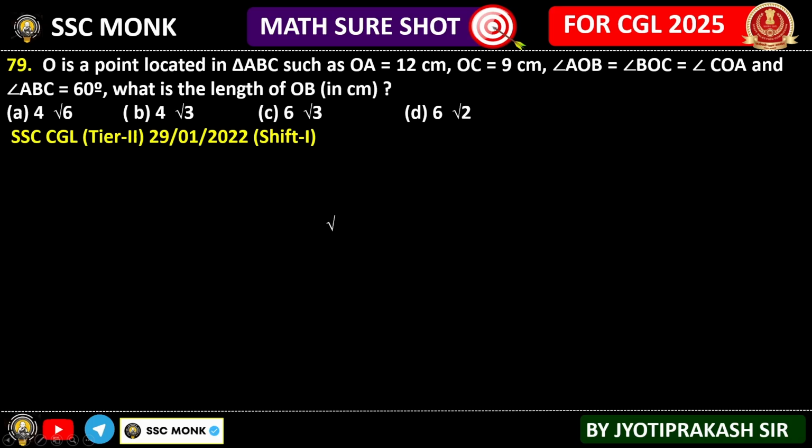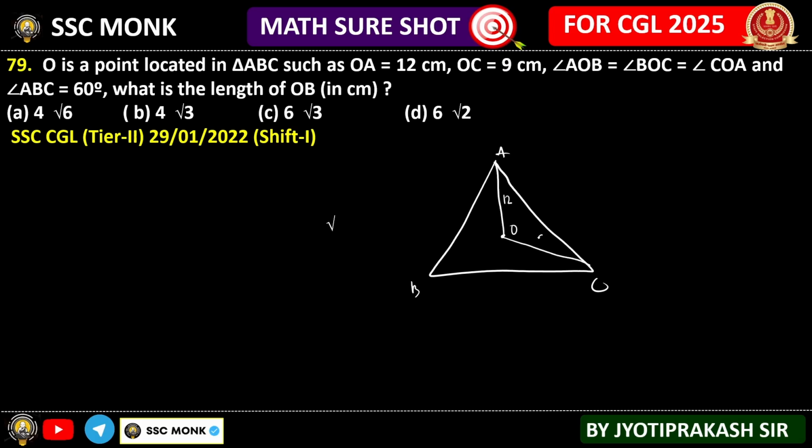Next, O is a point located in triangle ABC such that OA is 12 cm, OC is 9 cm, angles AOB, BOC, COA are equal, and angle ABC is 60 degree. What is the length of OB? So let's say this is a triangle ABC. This is a point O. OA is equal to 12. OC is equal to 9 cm. Angle AOB is equal to BOC is equal to COA. That means this is 120, this is 120, this is 120 degree. ABC, this total value is equal to 60 degree. Then what is the length of OB?